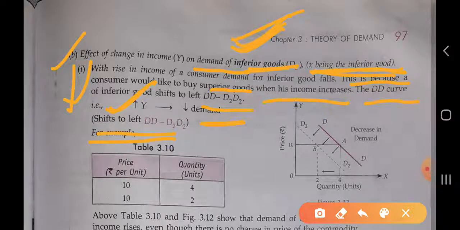Here we have taken the schedule. At every unit the price is the same and the quantity of the inferior good decreases when the income of the consumer increases, so from 4 to 2. We have taken the price on the y-axis, quantity on the x-axis. Price is the same in every unit, so it becomes parallel to the x-axis.